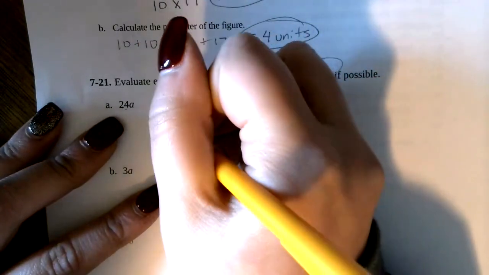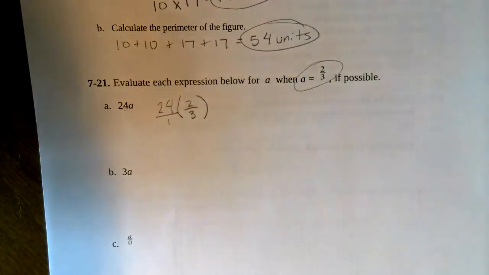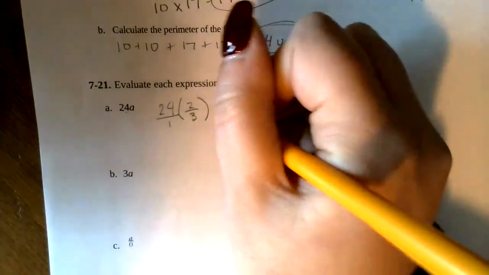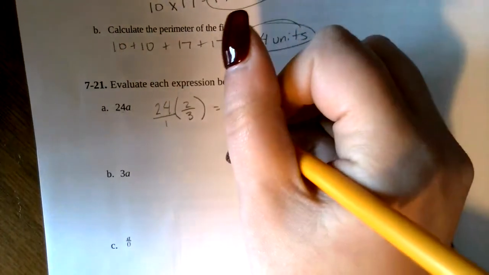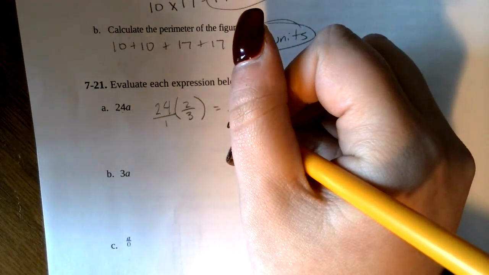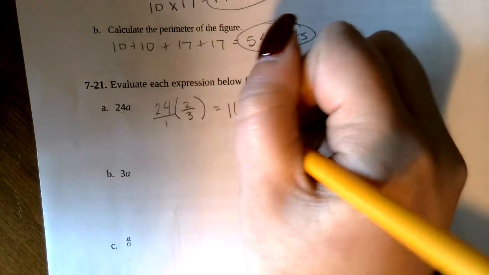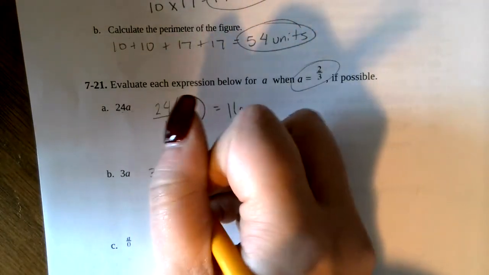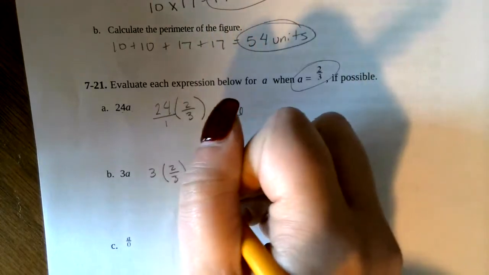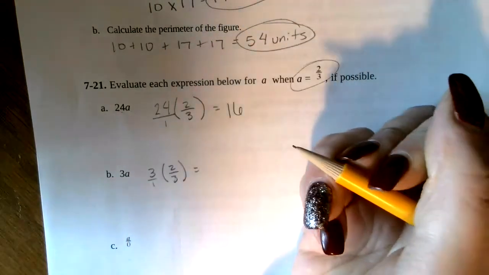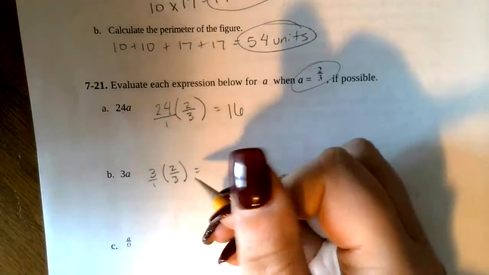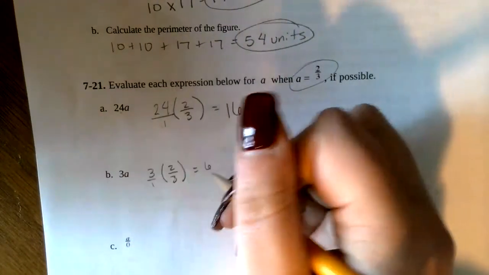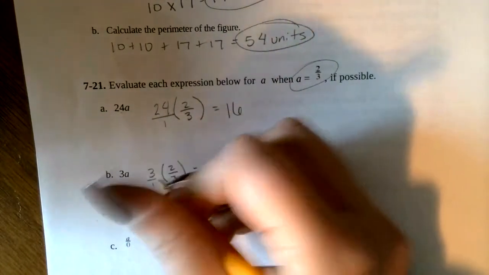Remember that any number can have a 1 put over it, and then we can go ahead and do our multiplying. So when we multiply here, we can multiply across and then divide. I'm getting 16. Here we're doing 3 times 2/3. Remember, again, I'm putting that 1 underneath it. I can then multiply: 2 times 3 is 6, and then 3 times 1 is 3.